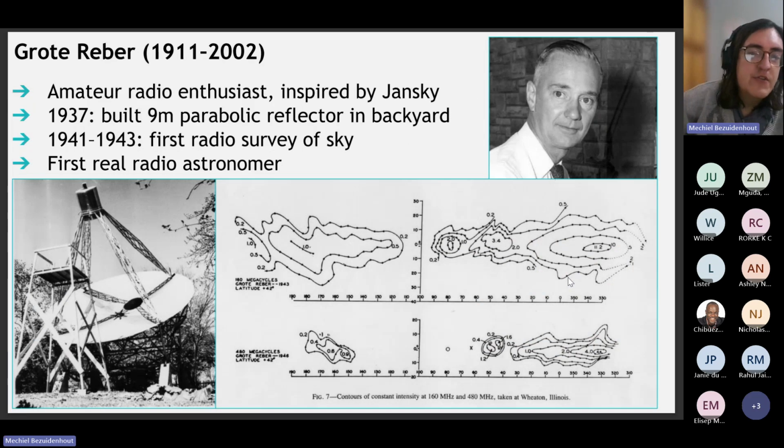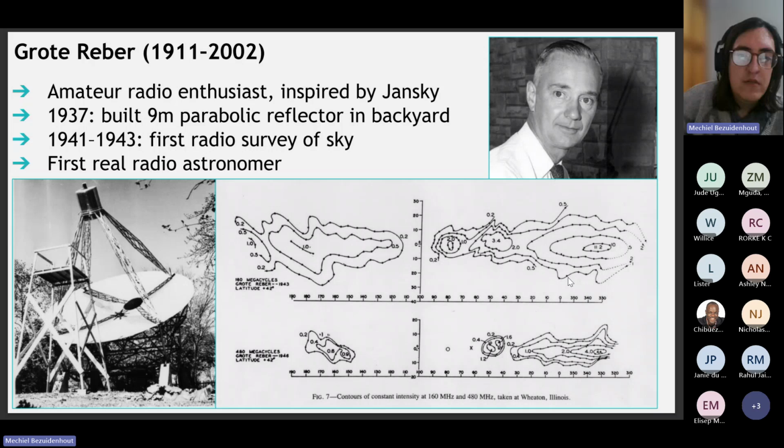So the flame of radio astronomy wasn't held up by astronomers. It was actually continued by an amateur radio enthusiast with the wonderful name of Grote Reber. He was an electrical engineer who read Jansky's work and was very inspired. He tried to get a job at Bell Laboratories, but was unsuccessful. And so in 1937, he decided, okay, I'm going to build my own telescope in my backyard.